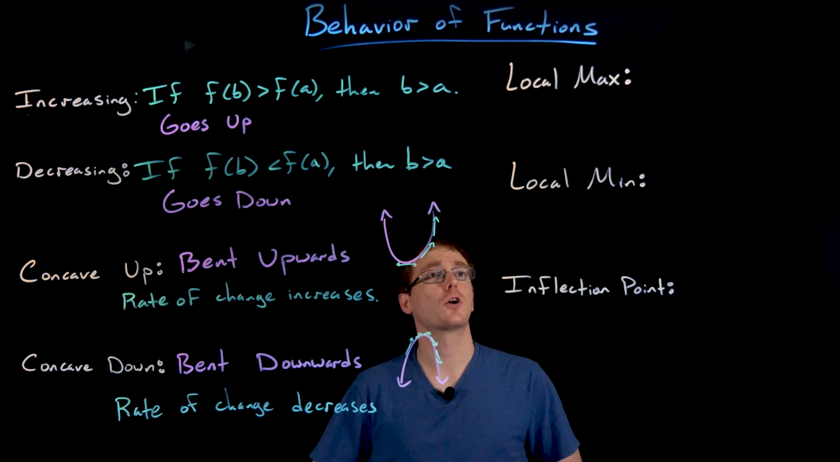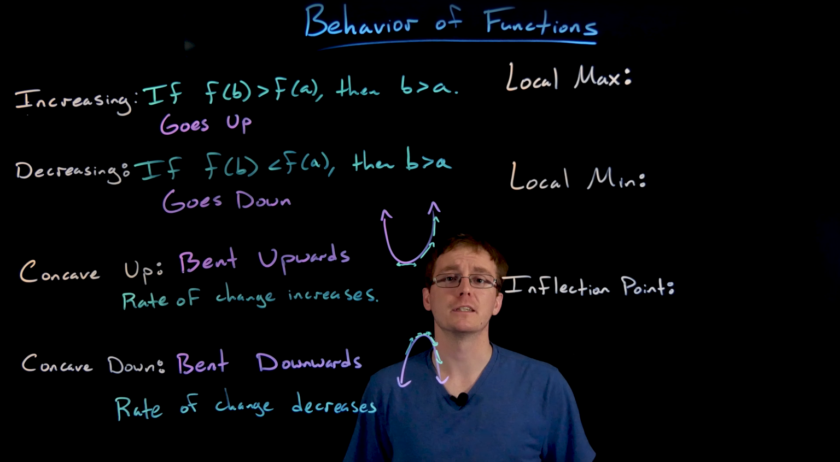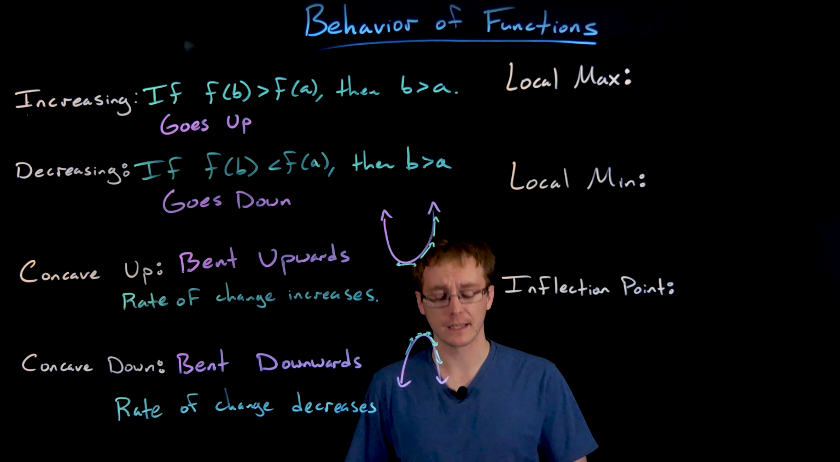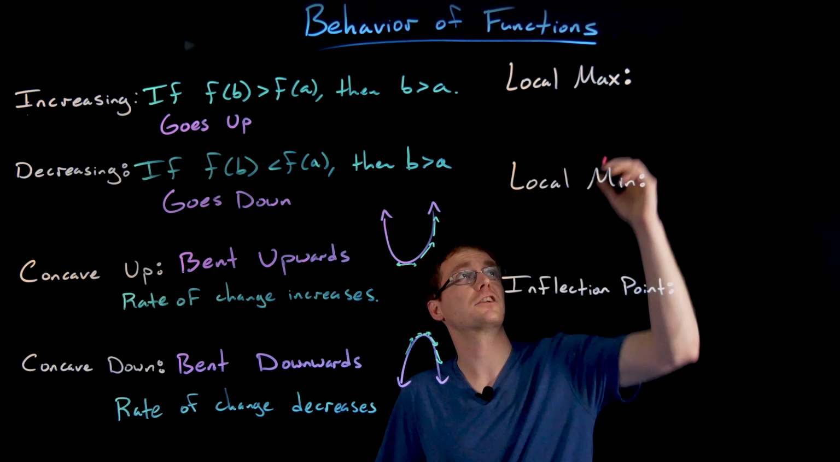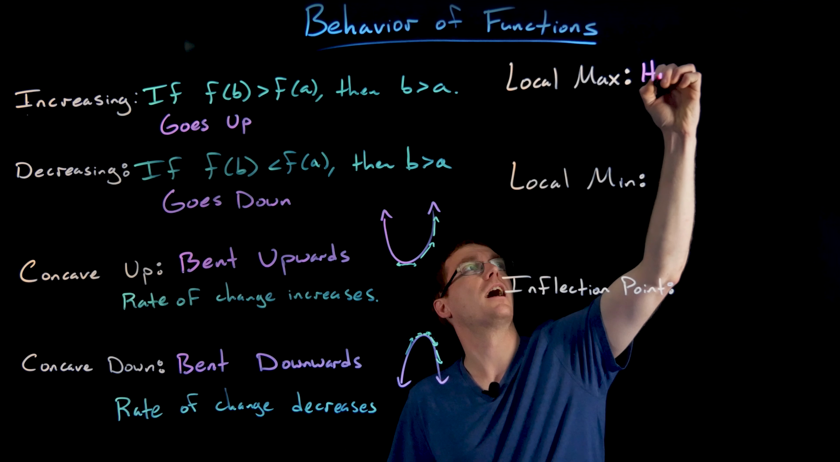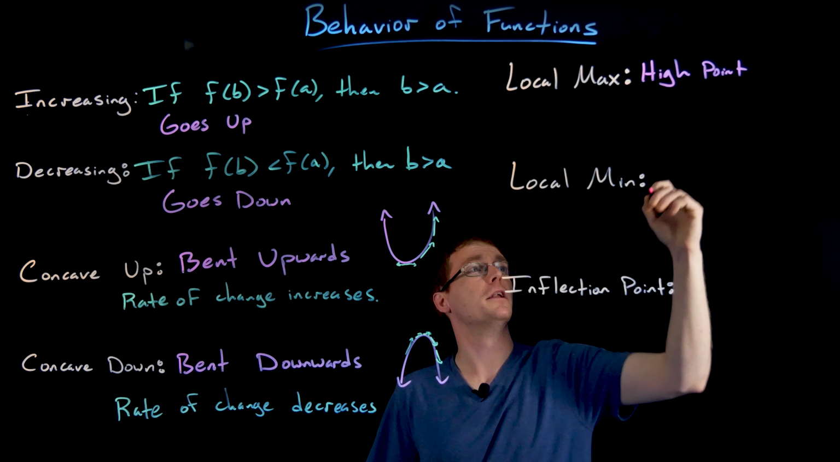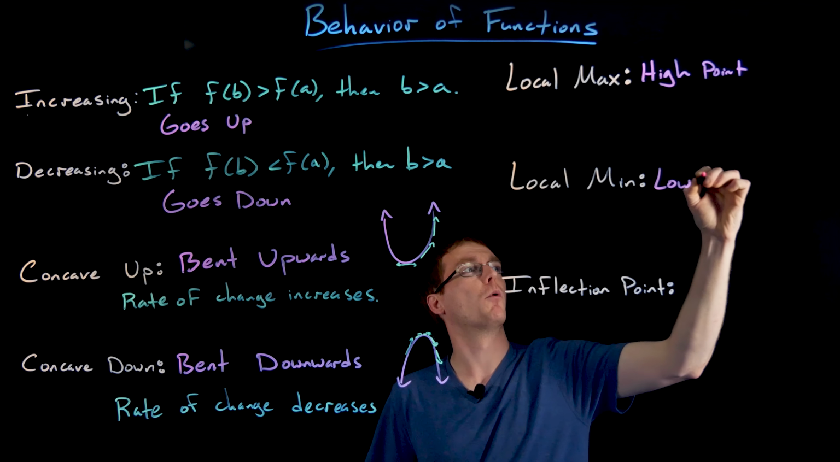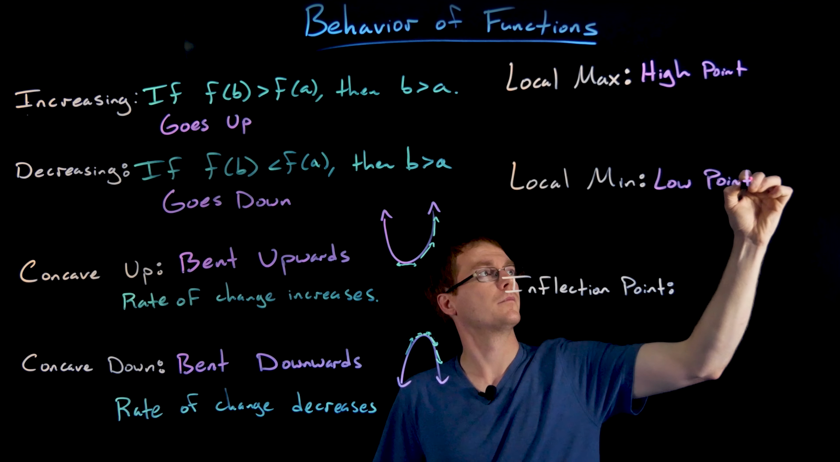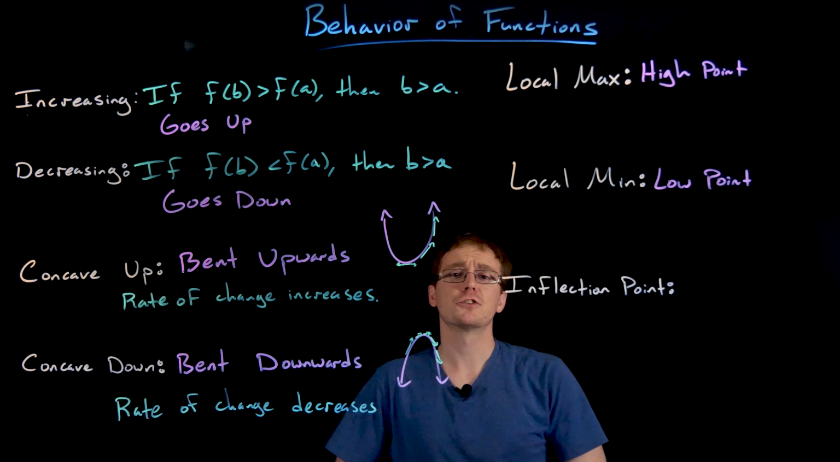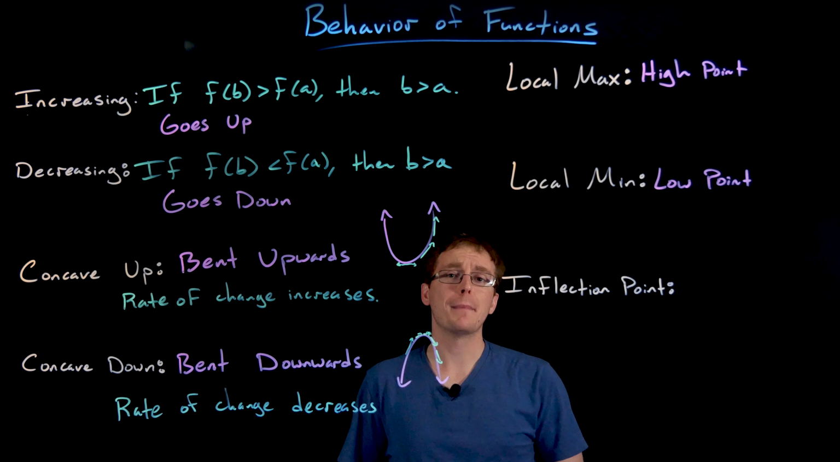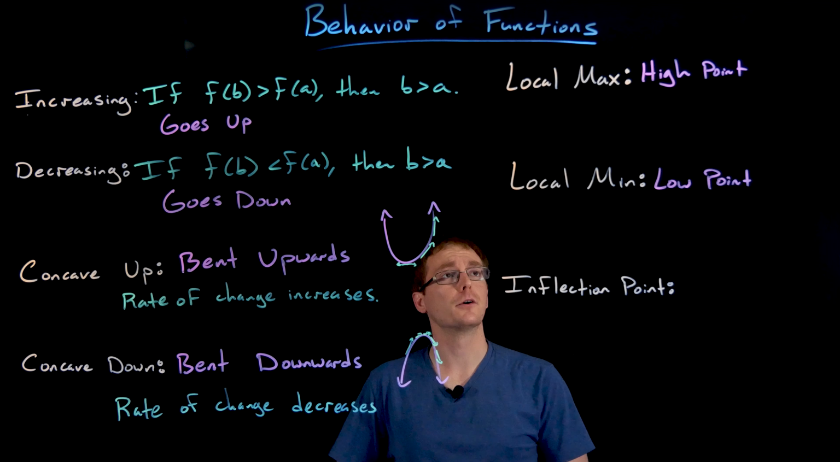So let's go ahead and start with local maxes and local mins. Those should be quick and easy to knock out. They're pretty straightforward and probably exactly what you think or expect. So a local maximum, we can just think of as a high point, and a local minimum as a low point. There are also what we call absolute or global maximums and minimums, but we'll worry about those later.